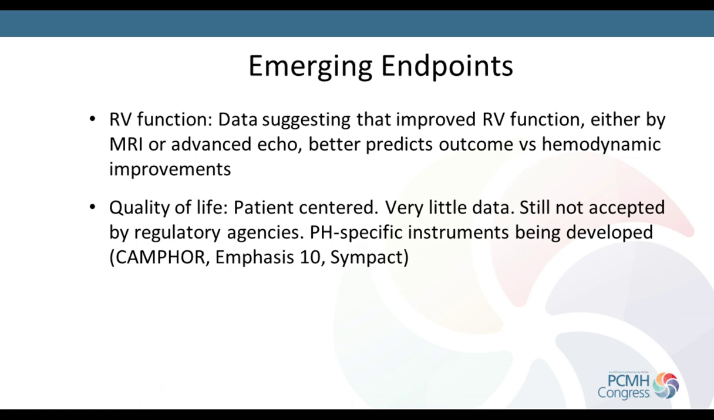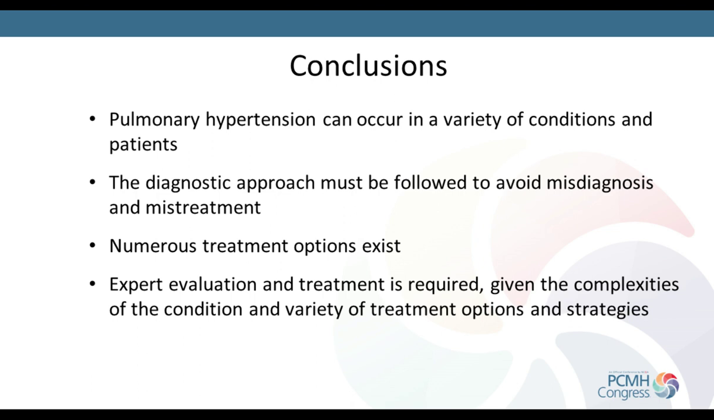So very quick overview, but in conclusion, pulmonary hypertension can occur in a variety of conditions and a variety of different patients. You need to understand that. The approach to diagnosis needs to be followed systematically to avoid misdiagnosis, and not just under-treatment, but over-treatment, or what we might call mistreatment. And we do have numerous treatment options now, but clearly expert evaluation and treatment is required, given what I think you got a taste of, some of the complexities in dealing with this under-recognized condition.